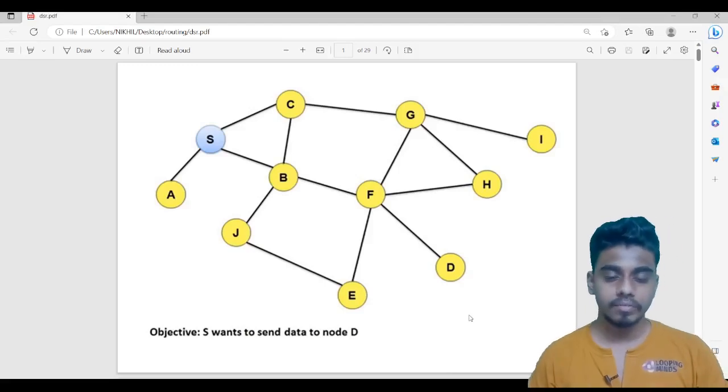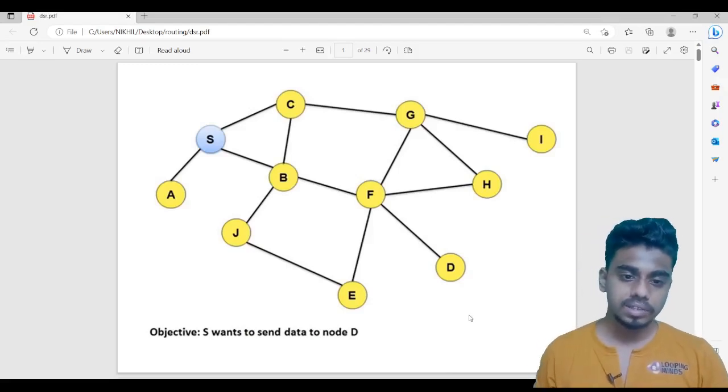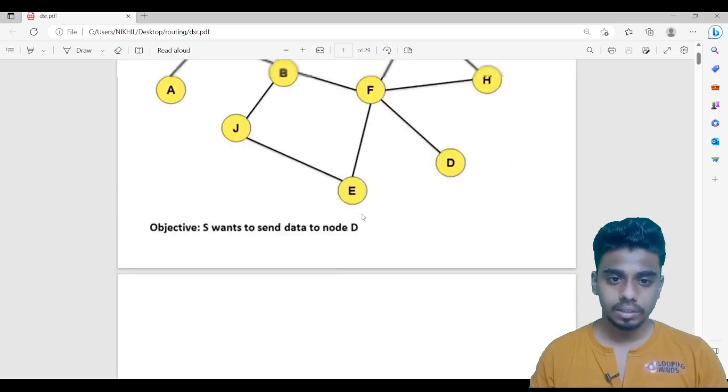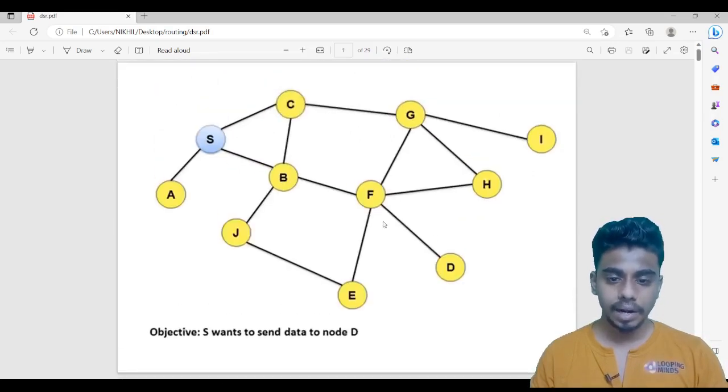Alright, let's start with the reactive protocols. We will start with the DSR protocol. Let us look at this network. This has many nodes. Let us suppose S wanted to send some data to node D. S is the source, D is the destination. Okay, this S wants to send some data packets to D.